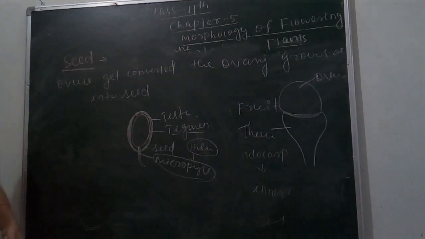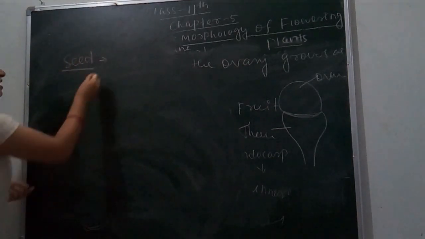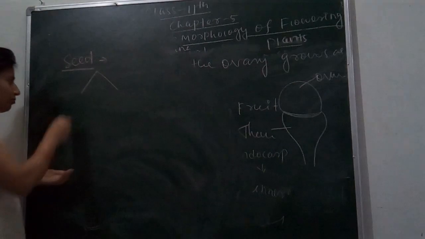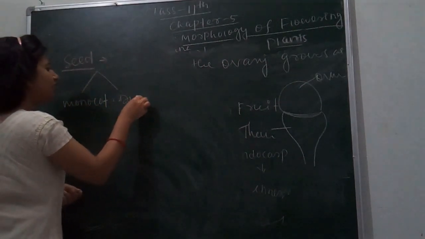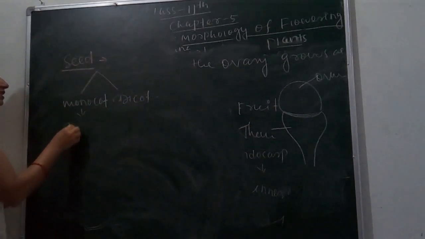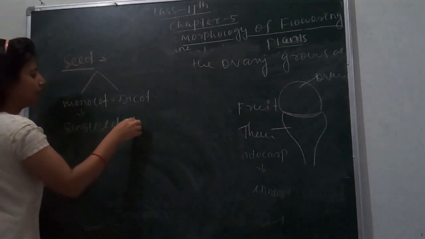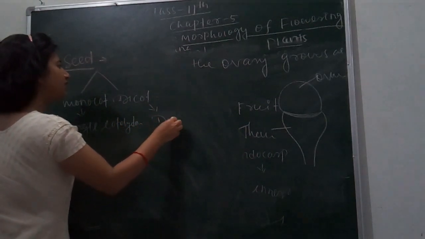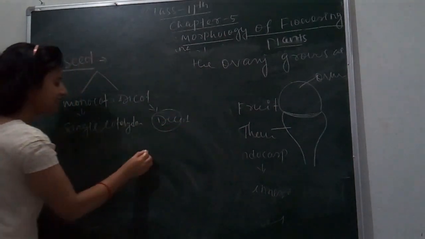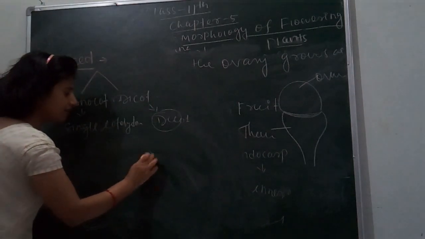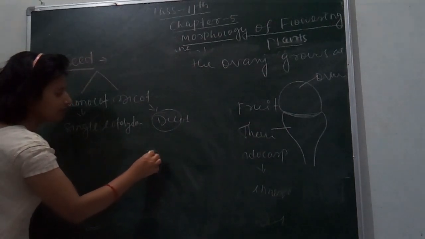First, let's see. Seed is of 2 types. One is the monocot seed and another is the dicot seed. In a monocot seed, there is a single cotyledon, and in a dicot, double cotyledon. If we see a dicot seed, then we can see different parts. This is a dicot seed. Clear? This region is the micropyle.